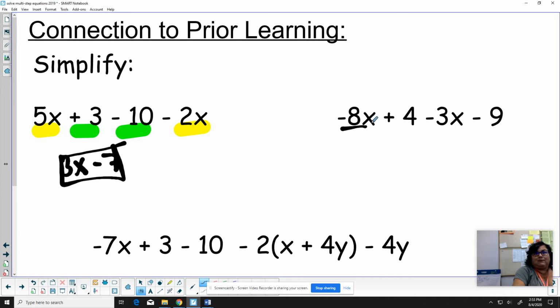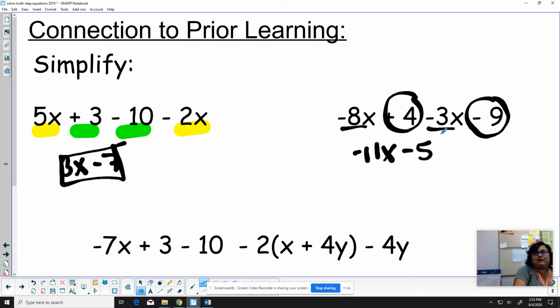Okay, so we're going to be combining these two, negative 11x, and then we're going to combine the two constants. So positive 4 and negative 9 is negative 5. So this is my answer. I hope you got it.